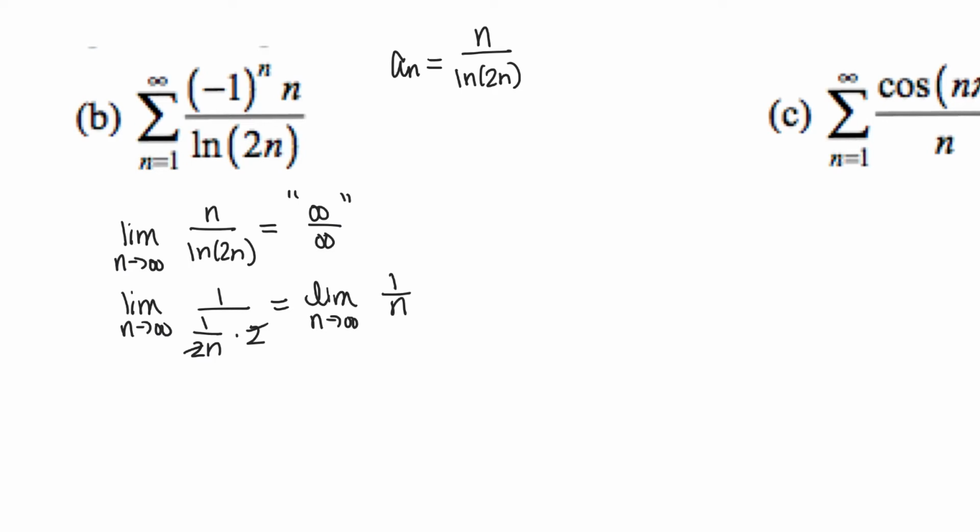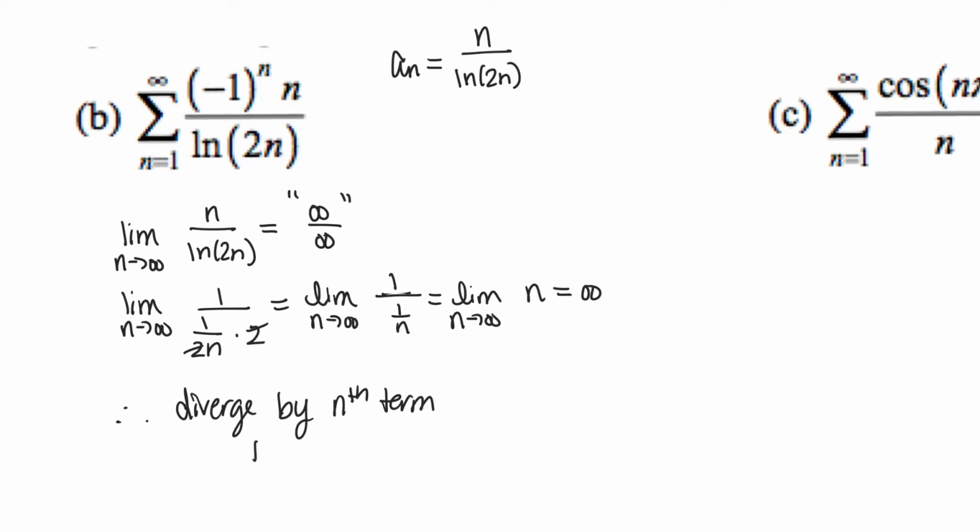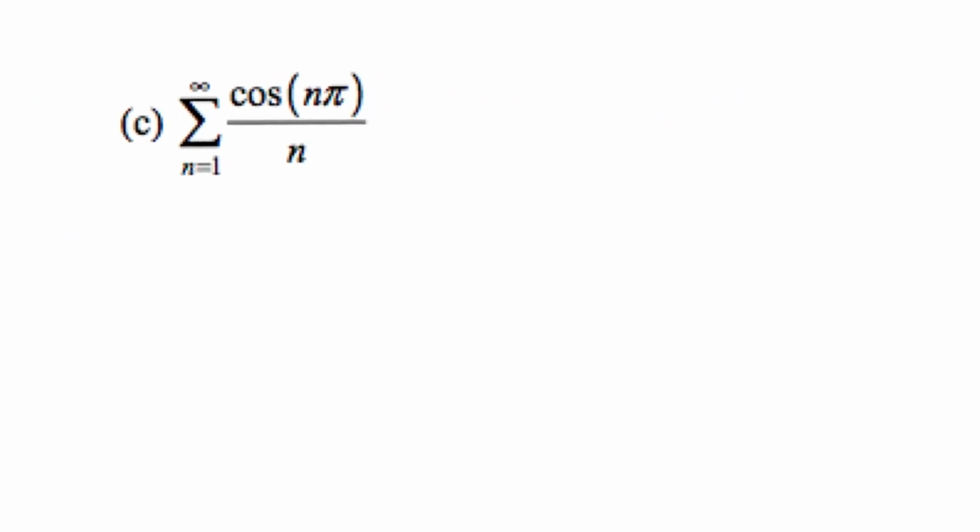Oh, it's n over 1. Just kidding. So n over 1 is the limit as n approaches infinity of n, which is just a big old infinity. That is very far from 0. Therefore, we have another alternating series that is going to diverge by the nth term test.